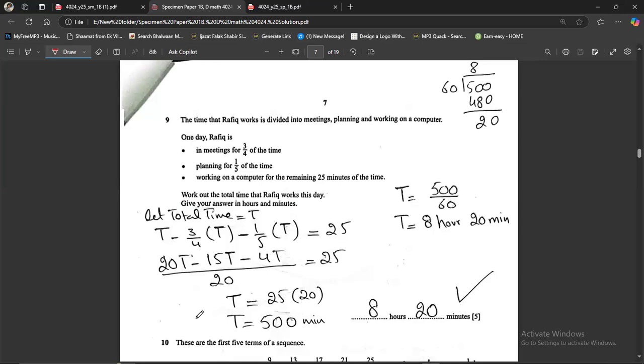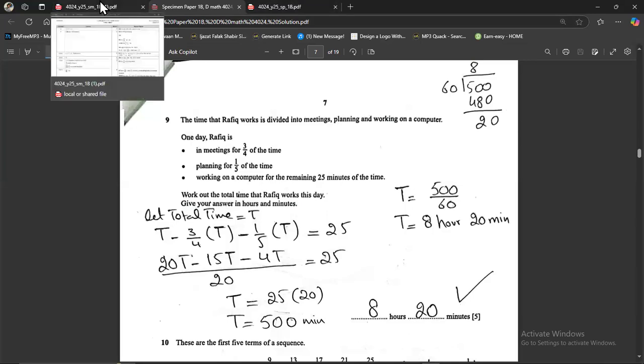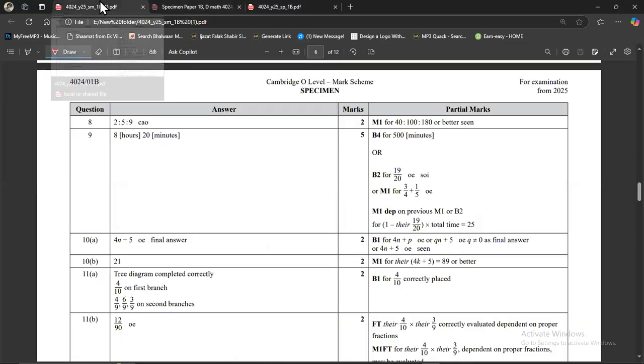We will divide 500 by 60 and see what the quotient and the remainder are, to convert the minutes into hours. When I divide 500 minutes by 60 minutes, I get 8 whole, so 8 hours, and the remainder is 20, so 20 minutes. So 8 hours and 20 minutes. I hope you understand how I converted the minutes into hours. So 8 hours and 20 minutes is the right answer.